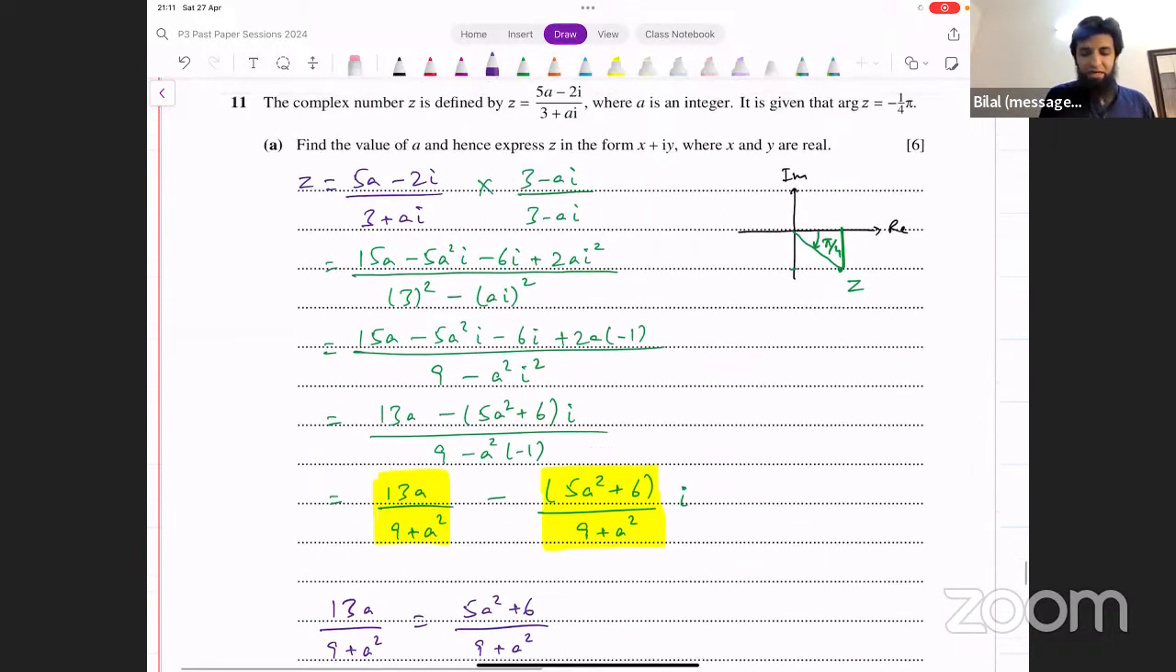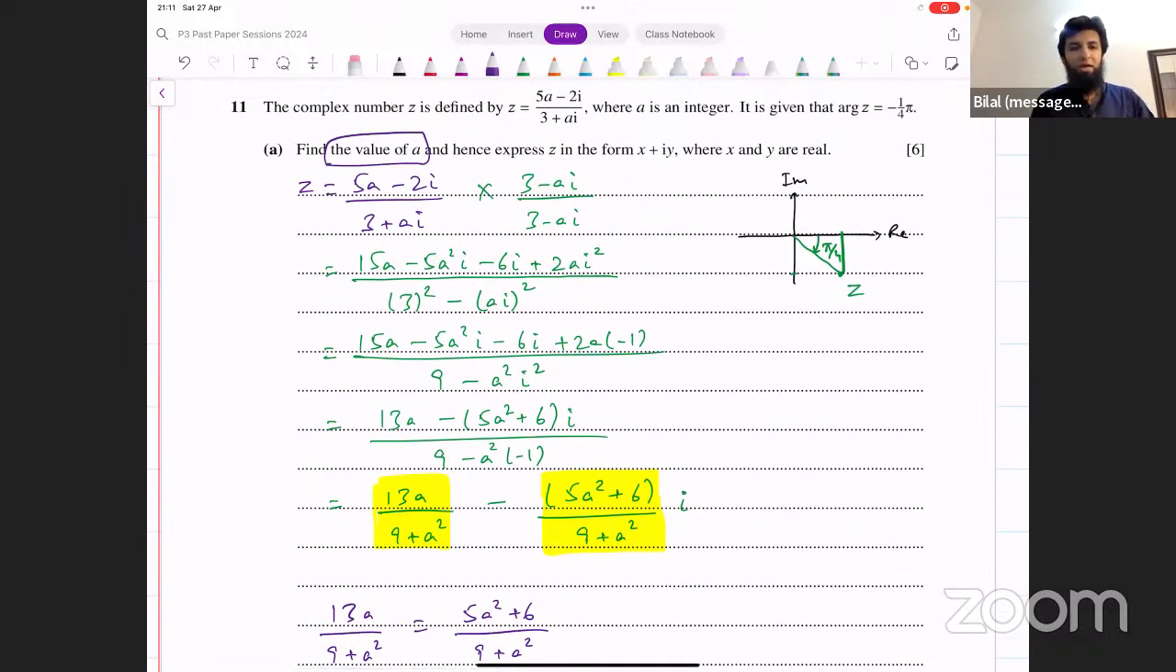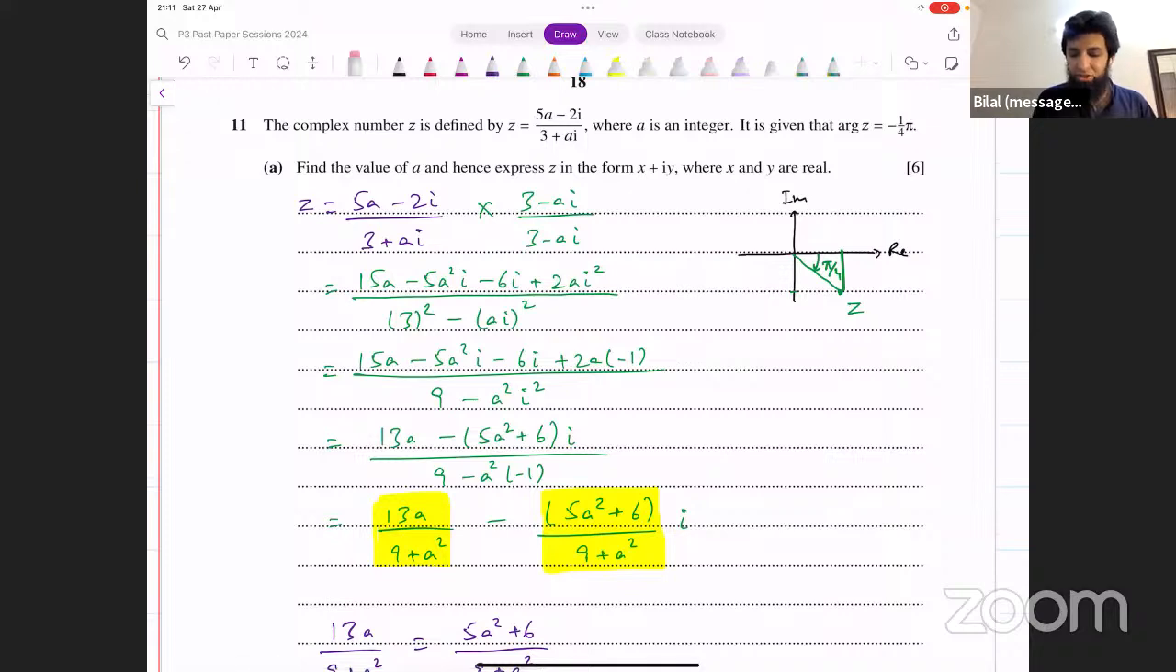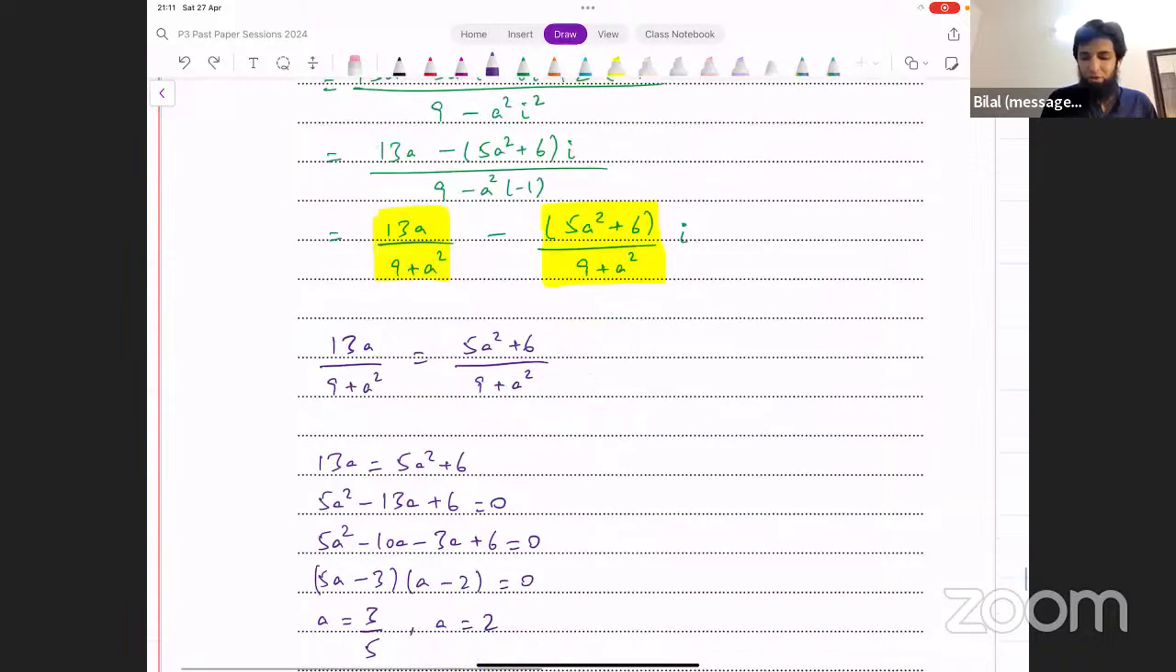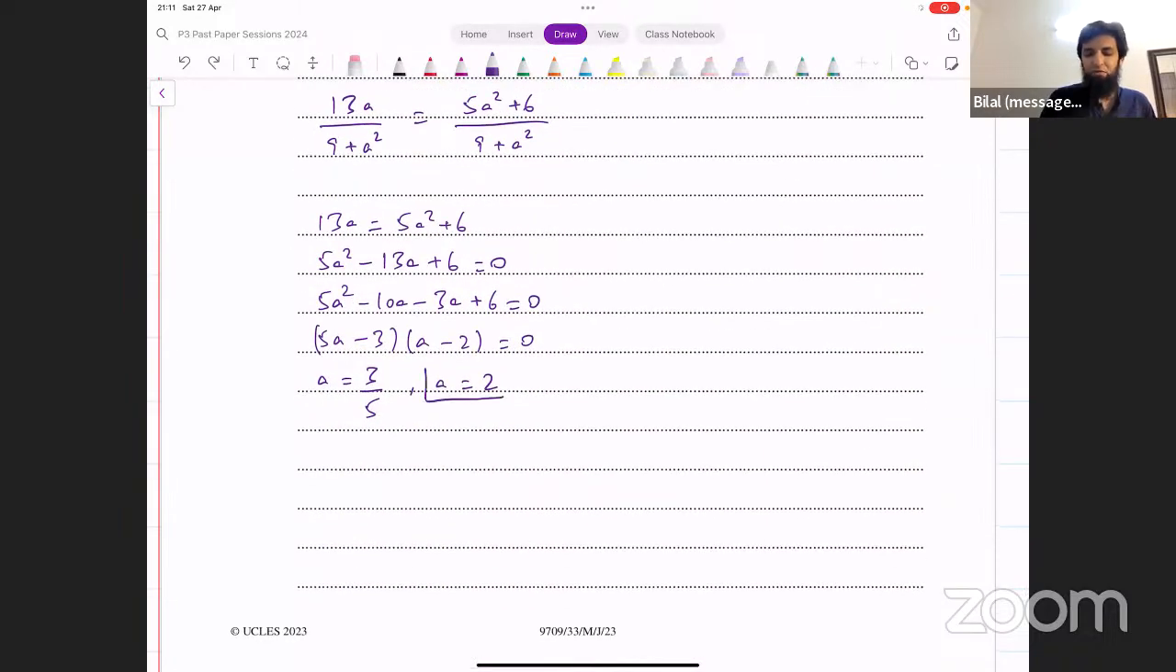But the question says find the value of a. That means we can't have multiple values. We only are going to have one value. Let's see what value we can use. Yeah, so the question says a is an integer. So a is supposed to be equal to 2. This is the value that we use. This is not an integer. So we ignore this.